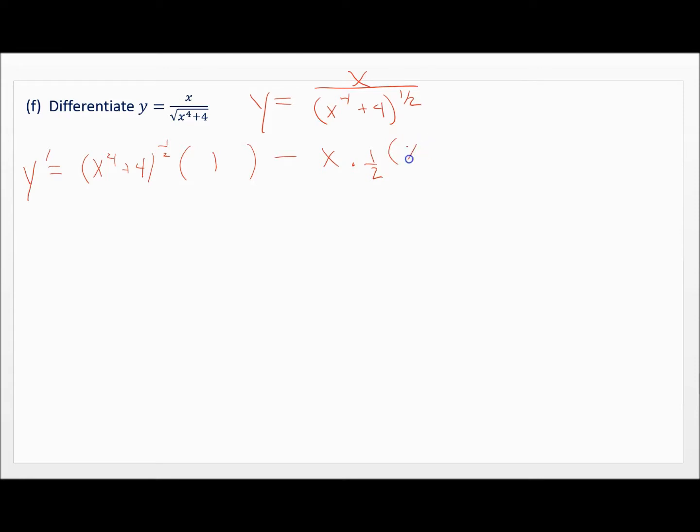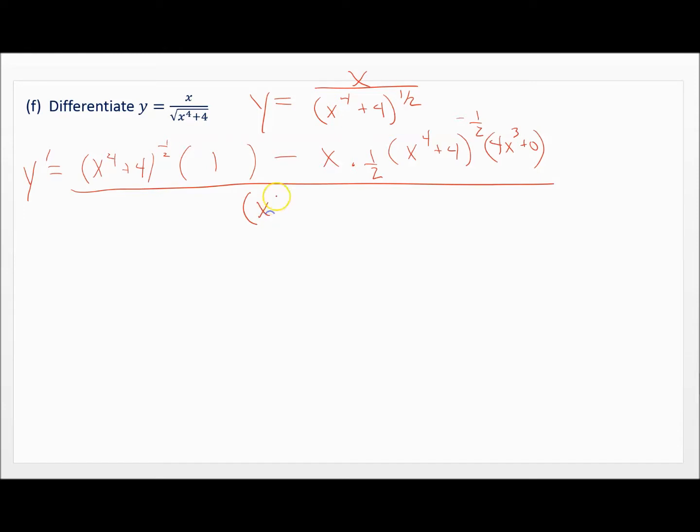You rewrite the inside, x to the 4th plus 4. Reduce that 1/2 by 1. That's going to make that a negative 1/2 times the derivative of the inside. What is the derivative of x to the 4th plus 4? Use the power rule. It's 4x to the 3rd plus 0, which is just 4x to the 3rd. And don't forget, this is over the denominator squared or low squared.